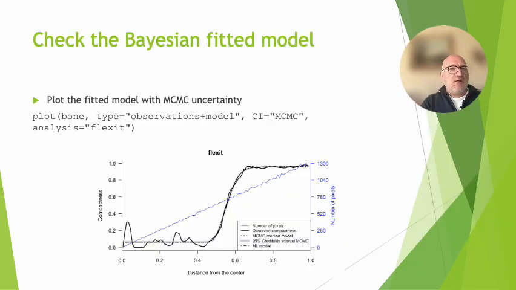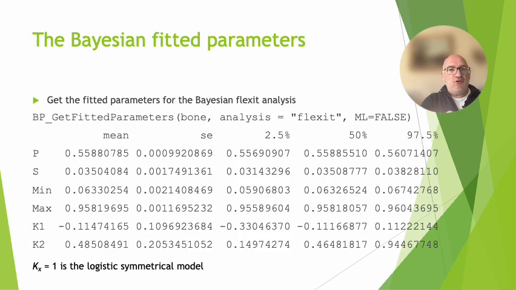Now you can check the Bayesian fitted model with MCMC uncertainty with this function, and you plot it. You see the observed compacity in black lines, and the model is the more gradual curve, and you see that the credibility interval is very thin. You know the model relatively well. With this function, you can have the fitted values, their average, the standard error for each parameter, and the quantiles for each parameter.